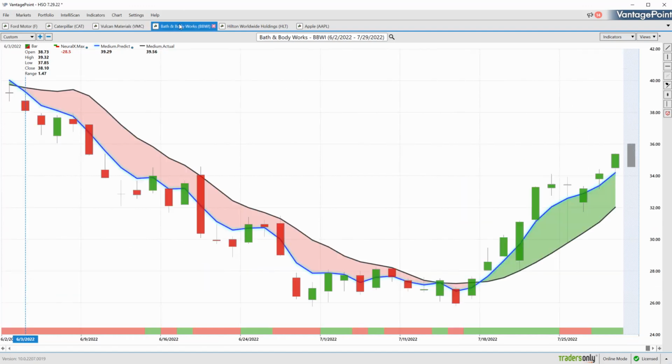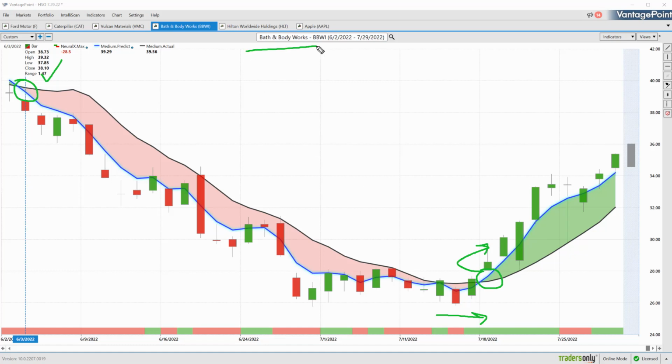So to that, let's go look at Bath and Body Works. This was actually a market we had highlighted to the downside here, and there were a lot of opportunities to short at predicted highs, but we again started to see more recently strength come into the marketplace. And you see the neural index getting bullish here, but more importantly, a very strong crossover to the upside.